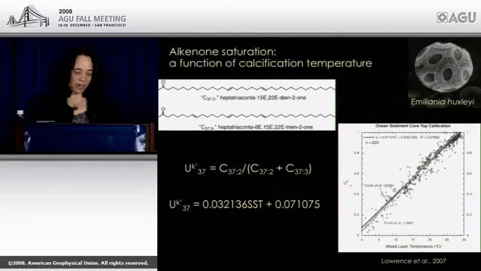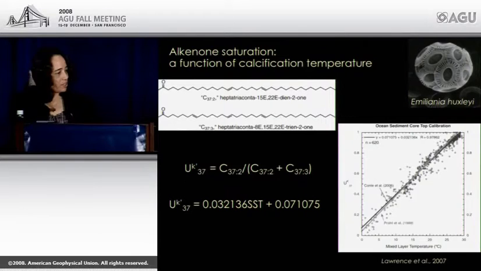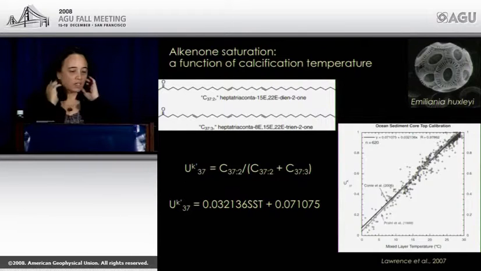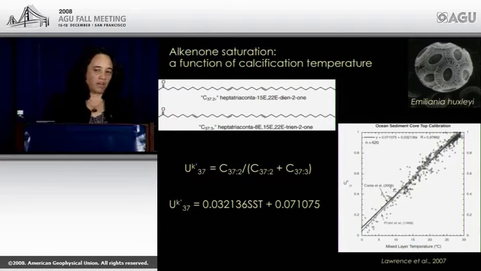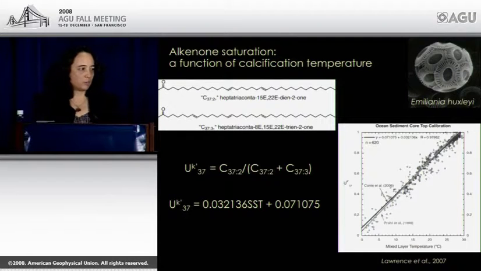Okay, the proxies that we use to reconstruct tropical conditions that I'm going to be showing you are the alkenone saturation index, which varies as a function of calcification temperature. And these are long chain organic molecules that are measured and quantified in the fine organic fraction of the sediment.